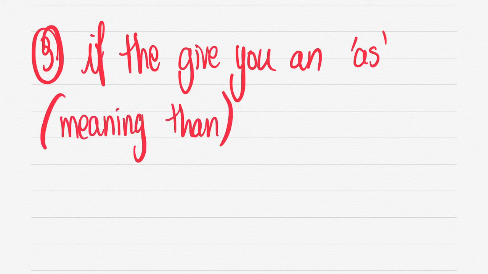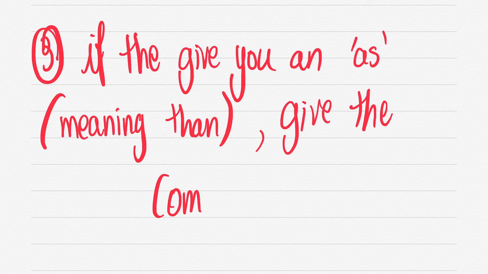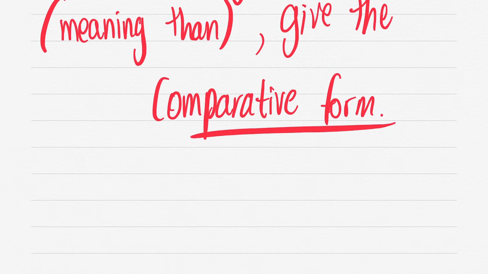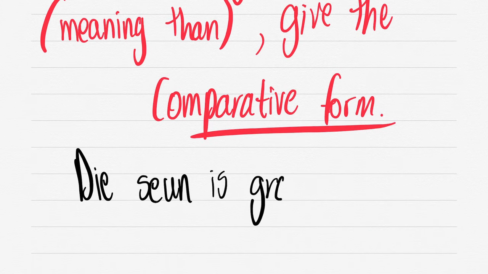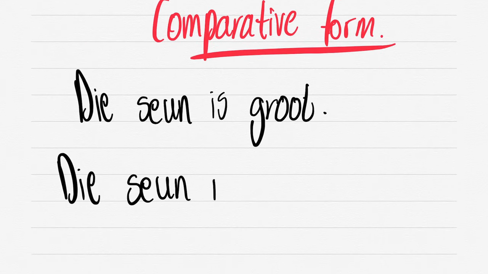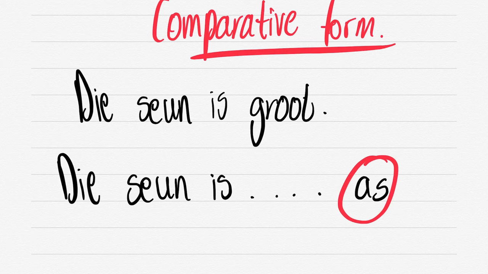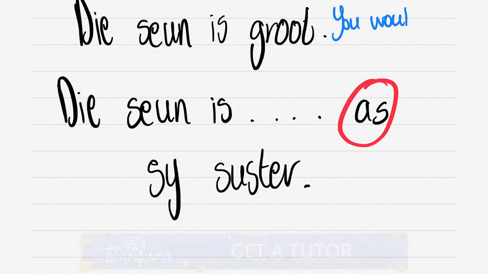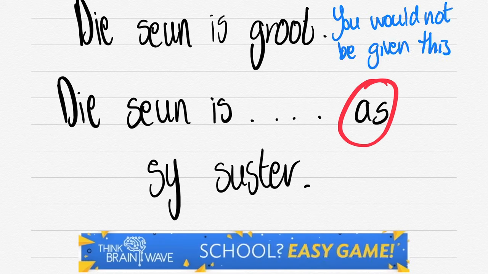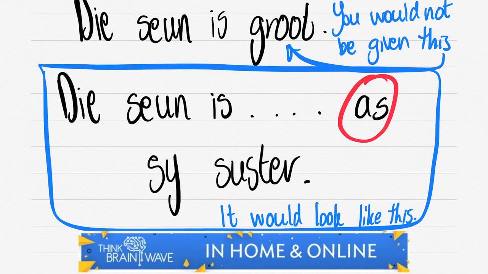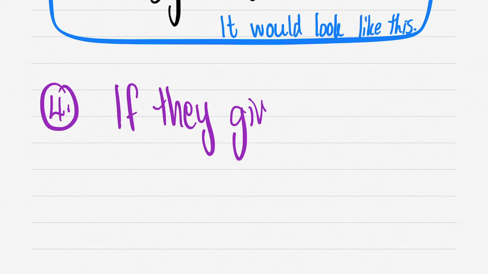Now, if they give you "as", meaning "than", give the comparative form. So groot as, or die seun is groot, then they'll ask you in paragraph structure, die seun is something, something, something, as, say, sister. Do you think he's going to be grooter? For sure. So you wouldn't necessarily be given this die seun is groot part. So you'd have to figure this one out for yourself. So you'd say, die seun is groter as sy suster.